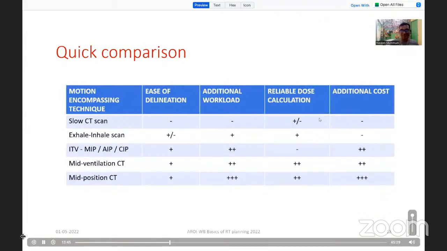So this is just a quick comparison for the contouring part, how you do it. If you look at it, the ITV, either by using the MIP or the average intensity projection, is the best way to do it. You also have something called the mid-ventilation CT or the mid-position CT, which are basically time-weighted CT scans, which have added workload because you need to do a lot of other co-registration or deformable registration with this, but the reliability of the dose calculation is much better with these. But a simple ITV-based contouring is the most useful way to do this.